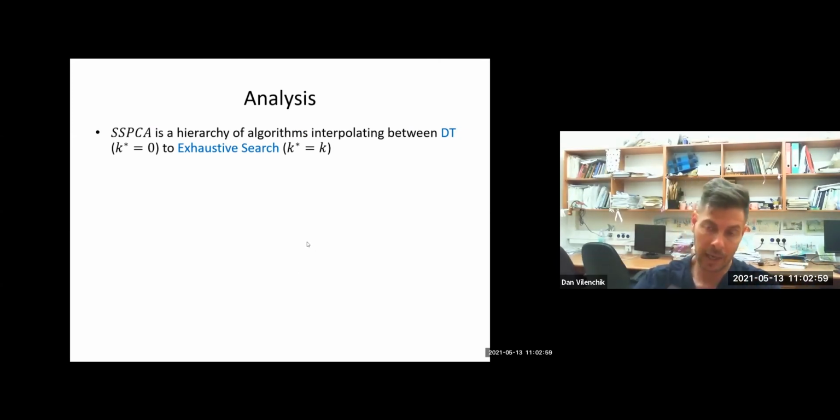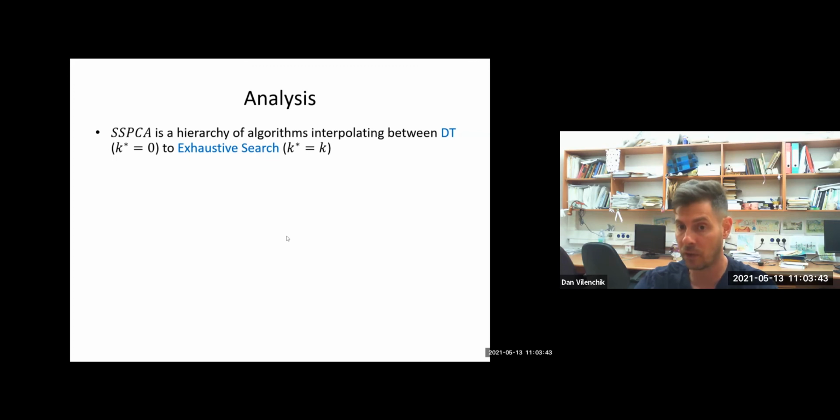So now let's talk about the analysis. I'm not going to get into the details of the proof. It's all in the paper. But note that our algorithm is actually a hierarchy of algorithms, and it's parameterized by this seed k star. It interpolates between k star equals 0, which is diagonal thresholding, because you have no seed, so you just take the k features with largest variance. And at the other end, if you take k star to be k, that's just exhaustive search.